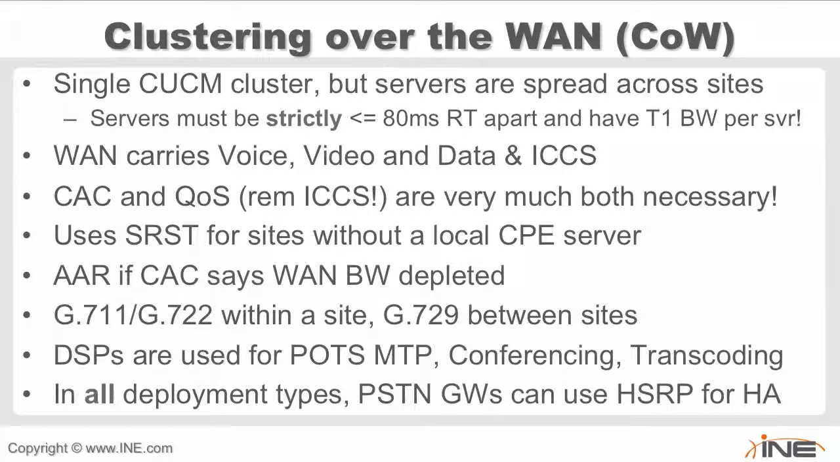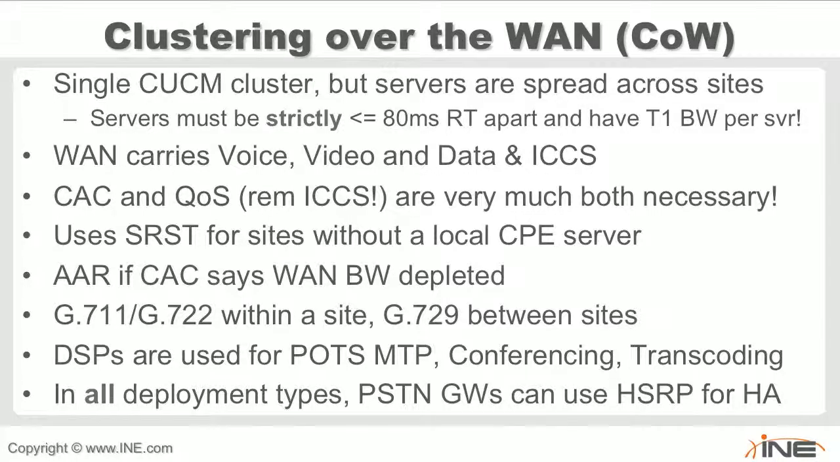Any bandwidth that I have, I'm really going to need to set that bandwidth aside, or at least give it quality of service, not necessarily priority. For the calls, the RTP, of course, they'll get priority, but I'm going to need to have at least guaranteed bandwidth for that 3 megabit of ICCS, inter-cluster control signaling. So the WAN now carries voice, video, data, and ICCS. As I just mentioned, call admission control and QoS, and you should remember ICCS, are very necessary.